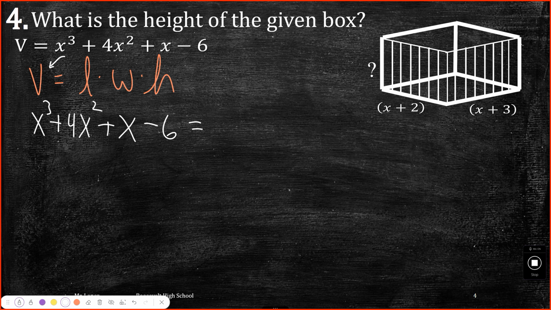You're looking at that box to give you some dimensions here. So let's say that x plus 2 is the L. And then the W is going to be this. And then this is the height. So we're going to replace L with x plus 2. In parentheses, put what it is. And then the width is x plus 3. And then we're looking for the height.